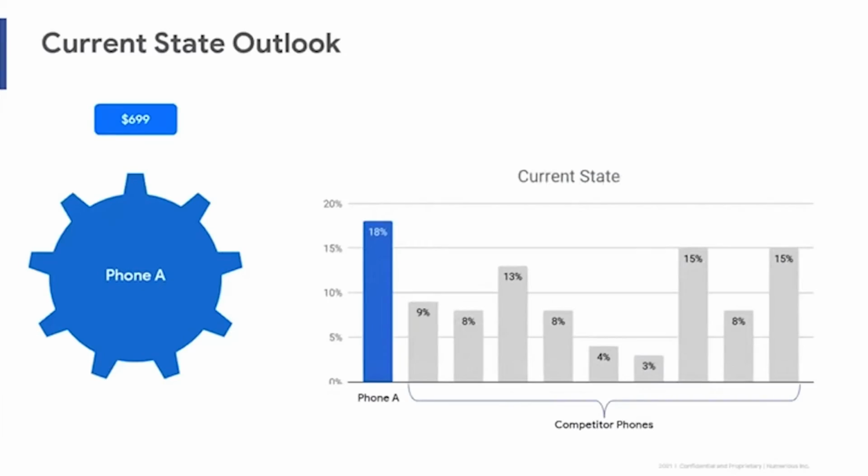Now, the way I like to show people how conjoint analysis works is to give them an example. So let's assume that our client is a smartphone company and they have a product on the market that's $6.99. Currently, it would appear that the conjoint shows that 18% of people would choose their phone at $6.99 versus the other competitor phones.